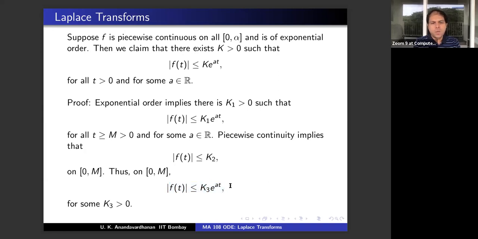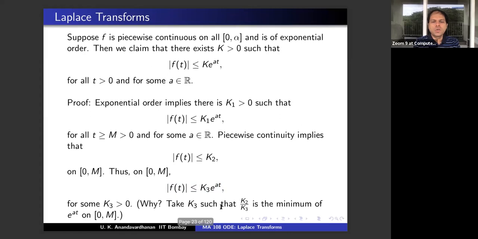That is obvious. What you do is you take k3 such that k2 by k3 is the minimum. See, this is a closed interval, so you can take minimum, maximum, all these things of continuous functions. E power at is given to you. You take the minimum and change that constant to k3. Okay, so it's a small thing. You can check it if it is too fast. So you are getting f(t) less than or equal to k1 e power at beyond the stage m, and up to the stage you are getting less than or equal to k3 e power at. Is this done? What will be your k now?